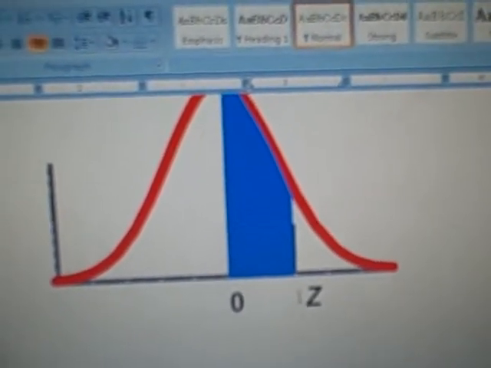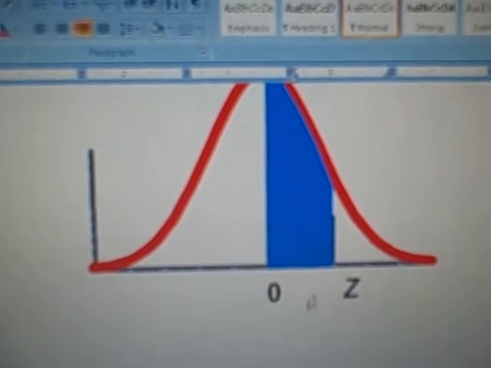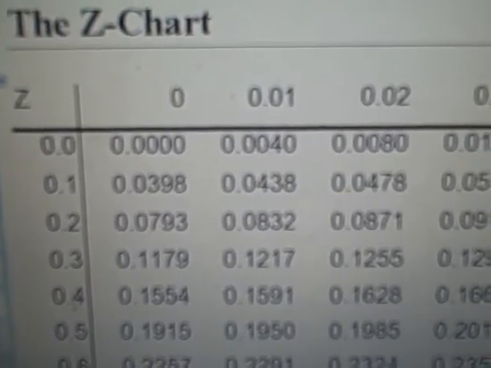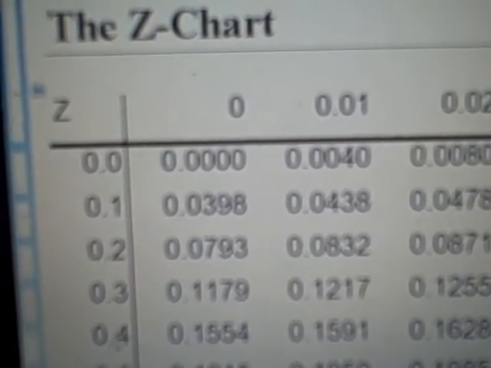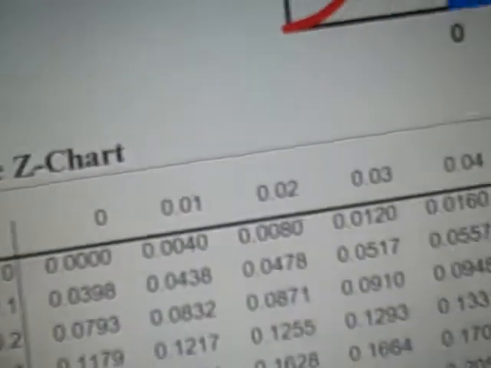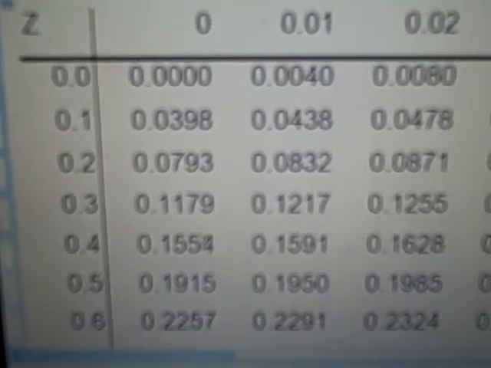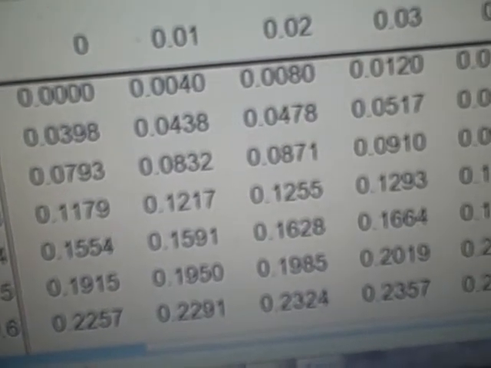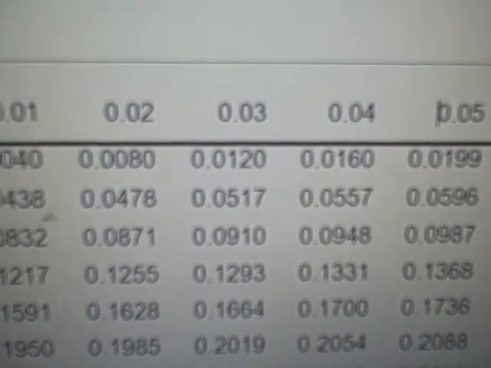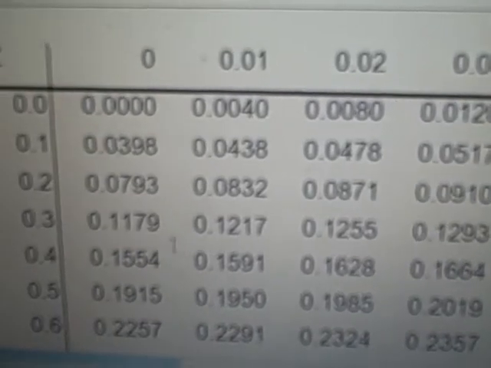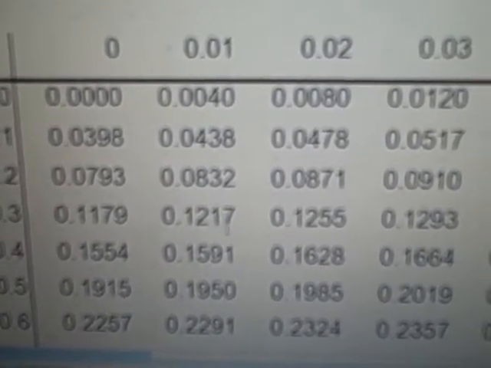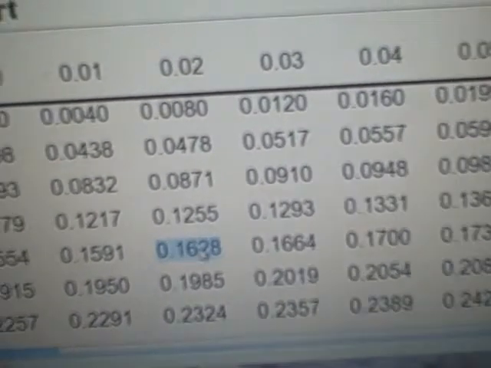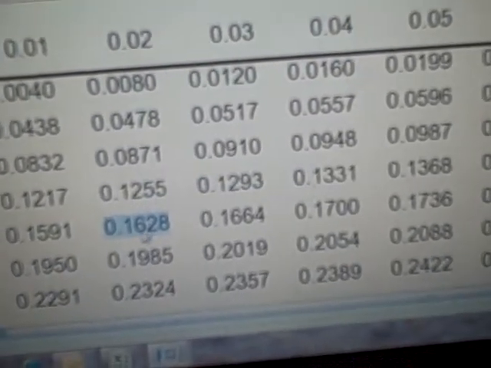And if we wanted to find the area between 0 and some number z, say 0 and 0.4, well, the answer is 0.1554. If I wanted the area between 0 and 0.42, I would look up 0.4, and then here's a 2, and the column 2, and the area between 0 and 0.42 is this number right here, 0.1628.